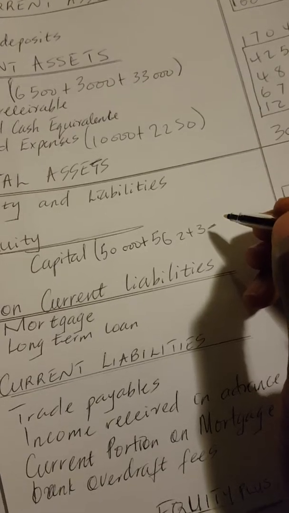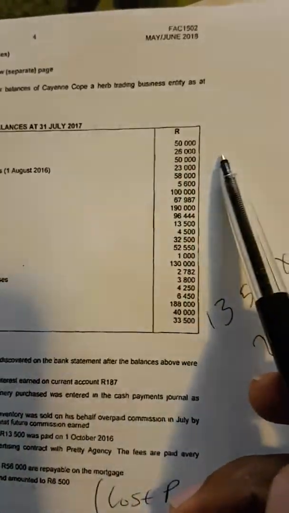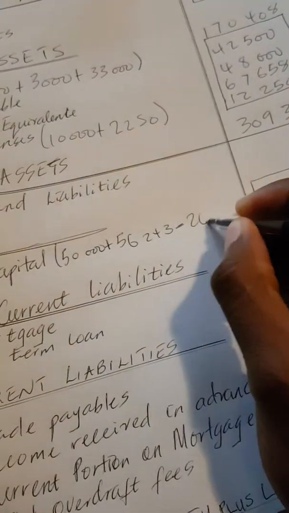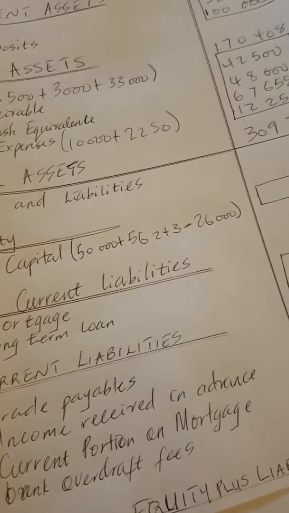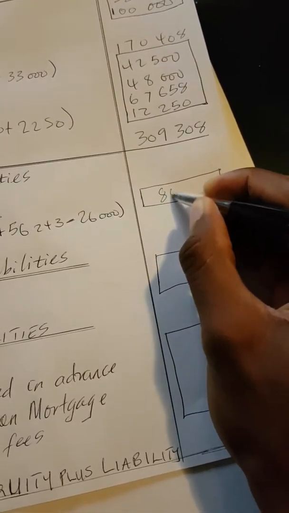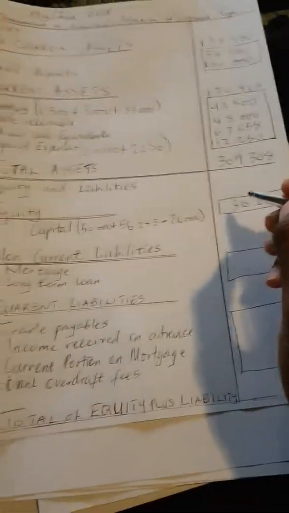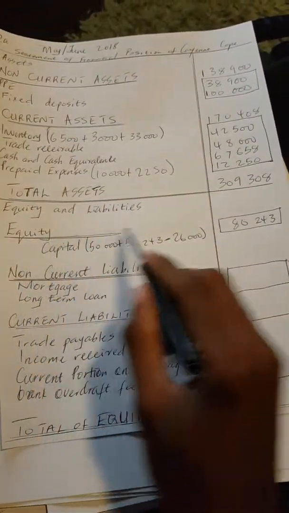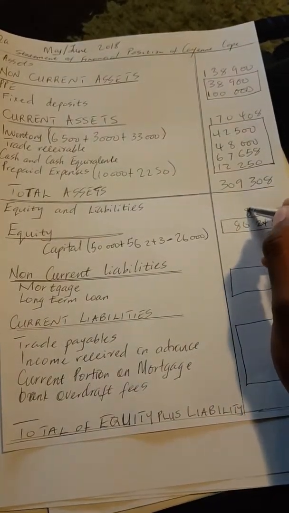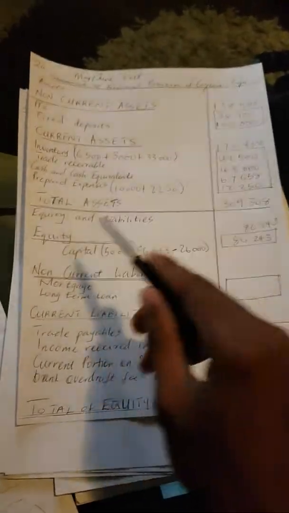How much are our drawings? Our drawings amounted to 26,000. So we'll subtract 26,000 here. Okay, so how much will we get? If you add these two and subtract this one, you will get 80,243. So this is the amount of your equity. So your equity will amount to 80,243. This is how you calculate equity.